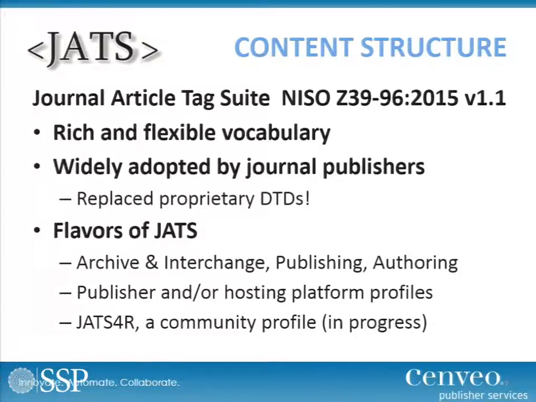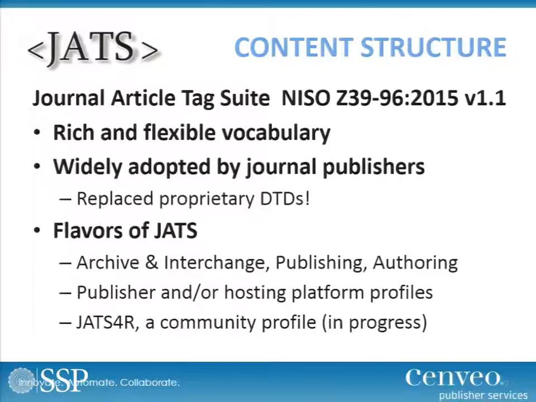The second is the publishing flavor, which is a subset optimized for newly created content. And the third is authoring, which is a small subset and not widely adopted since authors don't write directly in XML very often. The actual implementations of JATS can be versions tied to the specifics of the content or the system. So they're also publisher and/or hosting platform profiles.